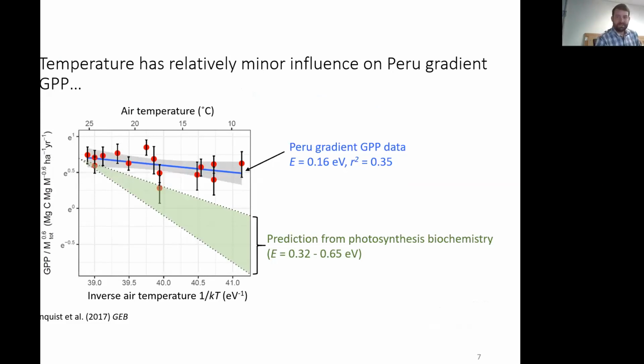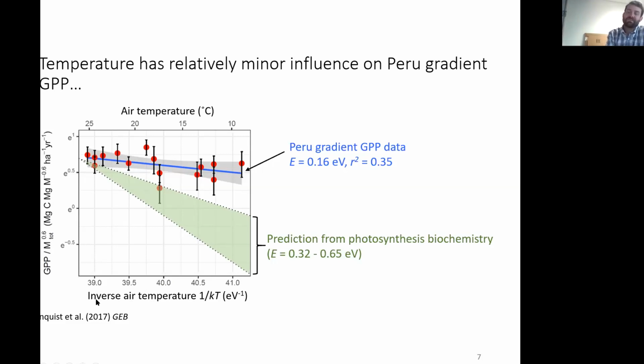And so what we found here, this plot is a little bit, there's a lot going on here, so let me walk you through here. What we found is that temperature has a relatively minor influence on GPP across this gradient. And so on the y-axis, we have plotted here a biomass-corrected production rate. And so this is just GPP divided by the biomass of each plant community at each elevation. And this is plotted over this inverse air temperature.